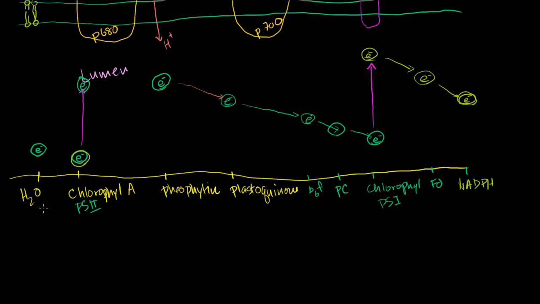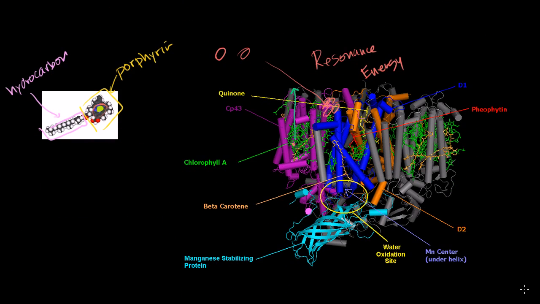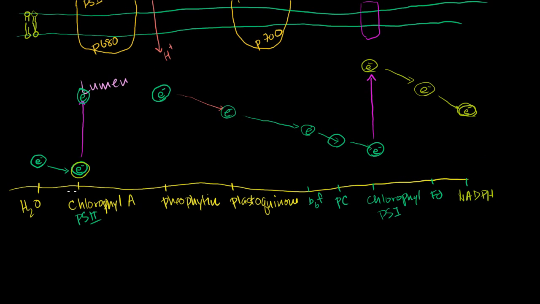Water gets oxidized. Oxidizing is losing electrons. Oil rig. So water gets oxidized by the water oxidation site on photosystem 2, and that electron ends up replacing the electron in the chlorophyll. So once again, that's an amazing idea that you're oxidizing oxygen.